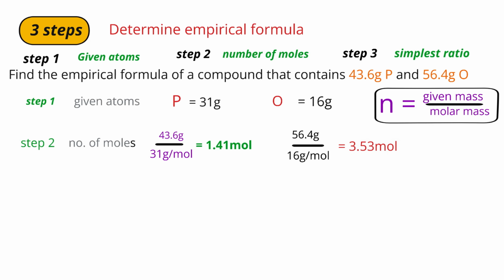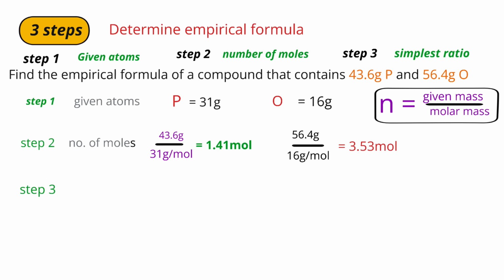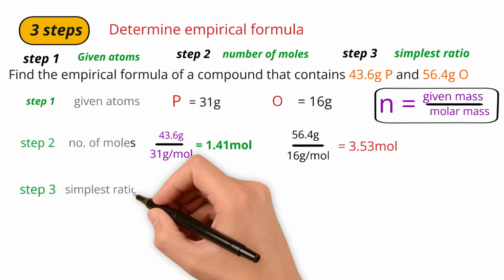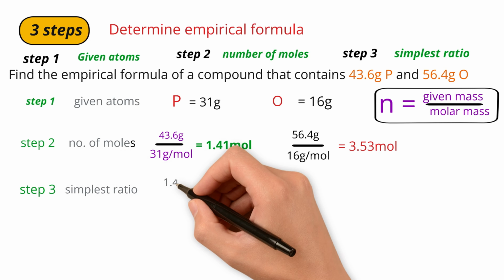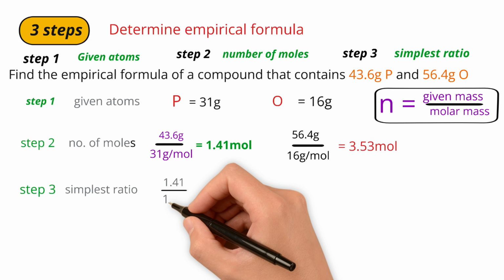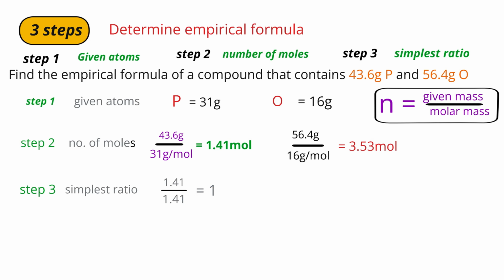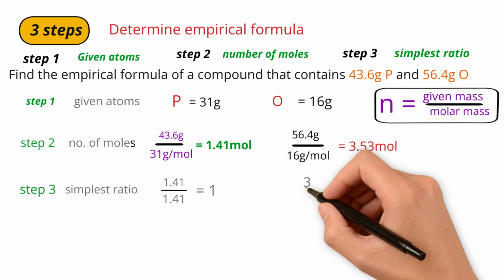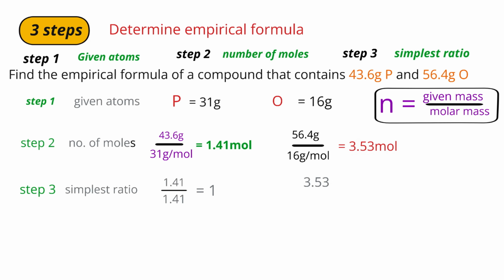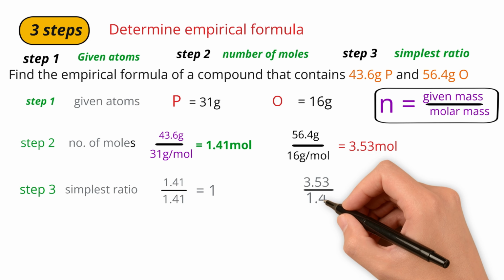Now the last step, simple ratio. To do so, let us divide each mole by the smallest mole. The smallest mole here is 1.41. 1.41 upon 1.41 is equal to 1. And 3.53 upon 1.41, which is equal to 2.5 mole.